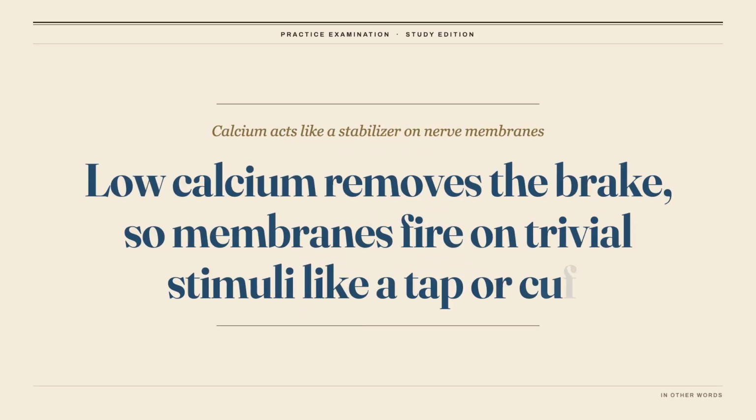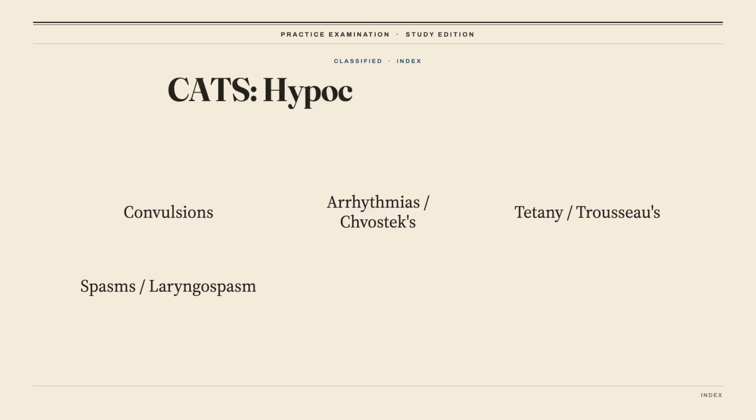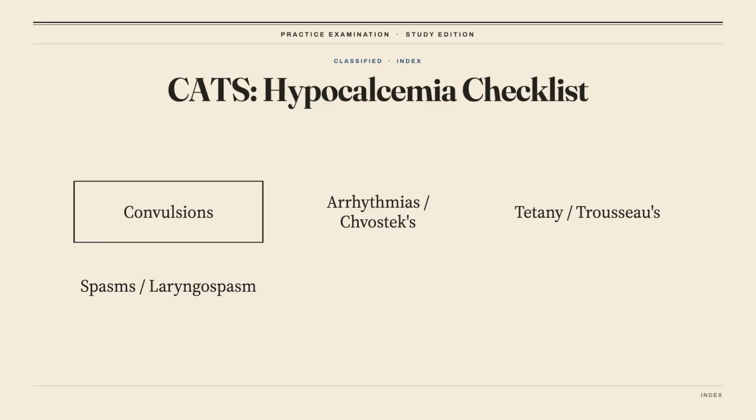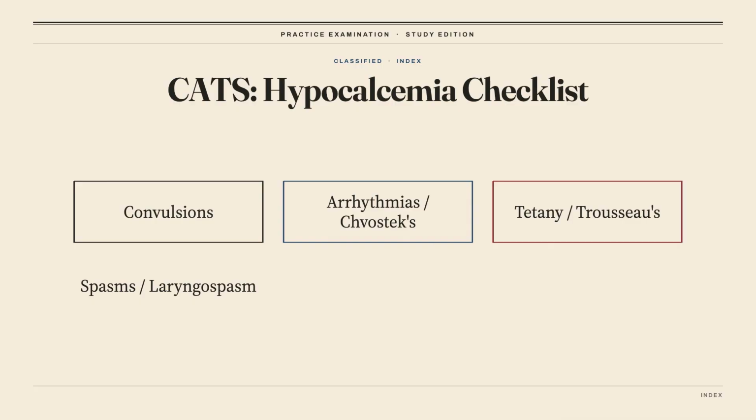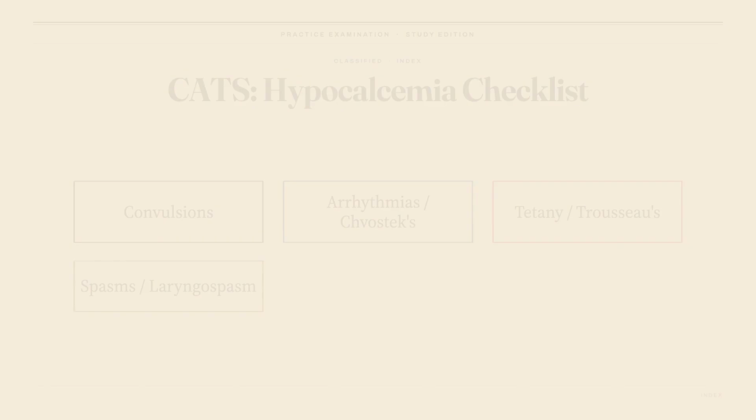Calcium normally raises the threshold nerves and muscles need to fire. When serum calcium drops, that stabilizing effect disappears, and membranes become hyperexcitable, firing spontaneously from something as trivial as a tap or a cuff's pressure. The mnemonic CAT organizes the picture: convulsions from CNS irritability, arrhythmias alongside Chvostek's sign, tetany alongside Trousseau's sign, and spasms including laryngospasm. Laryngospasm can silently close an airway, and prolonged QT can trigger torsades de pointes. The two lethal reasons this finding demands escalation, not just documentation.